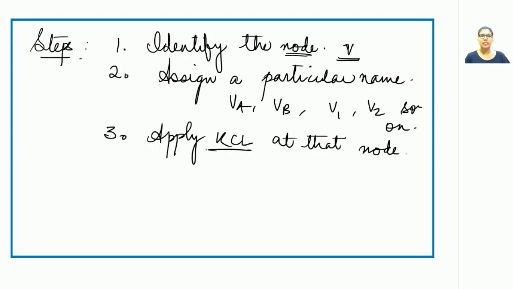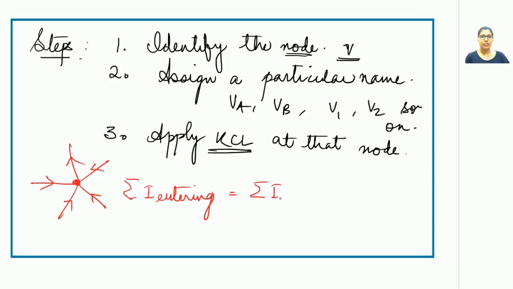So what do you mean by KCL? KCL says that the summation of current at any point is equal to 0. What does that mean? It means the sum of the currents entering a particular point is equal to the sum of the currents leaving that point. So I am writing it over here. Summation of the current entering is equal to summation of the current leaving. So if you want to apply KCL at a particular node, it clearly means that this condition is to be satisfied. Now how to write these KCL equations?